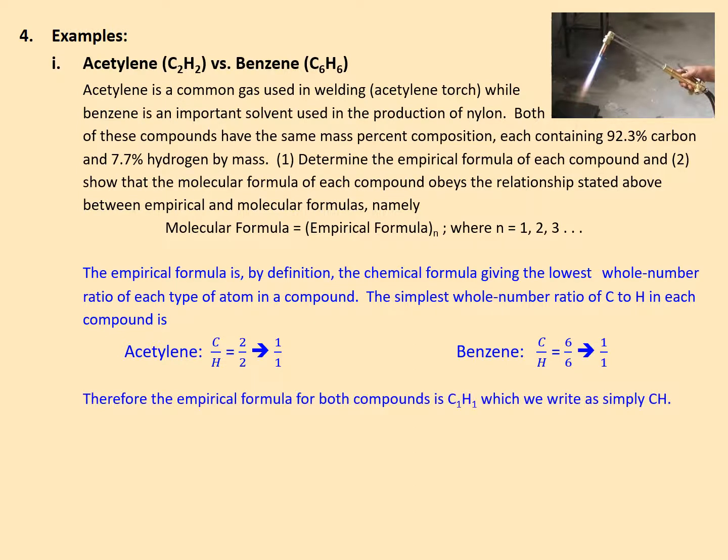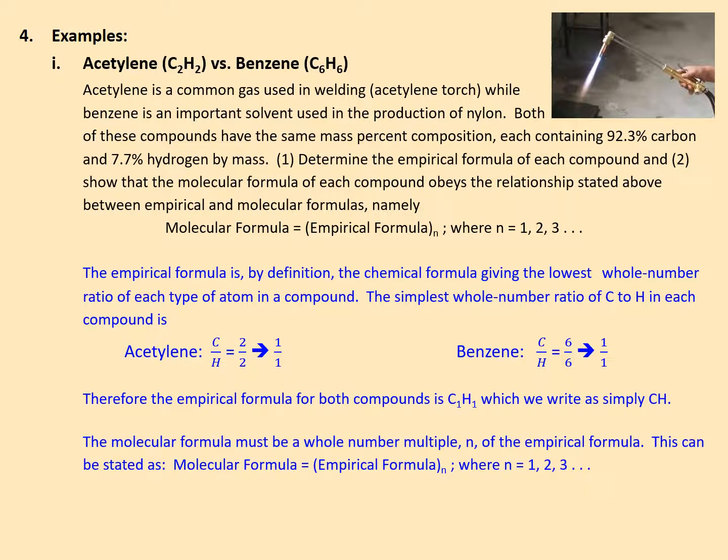In other words, their empirical formula, which is given by the simplest whole number ratio, a 1 to 1 carbon to hydrogen ratio, is exactly the same for both compounds. So we can write the empirical formula. We don't need to write those subscripts 1, C1H1. We can simply write it as CH. That is the empirical formula, showing the simplest whole number ratio of each type of atom in the compound.